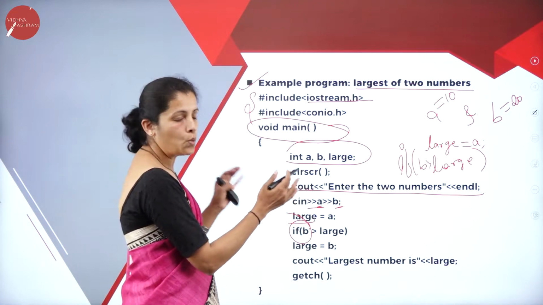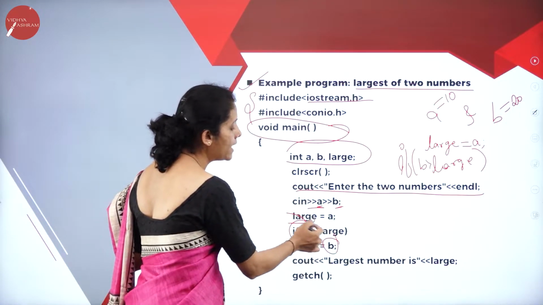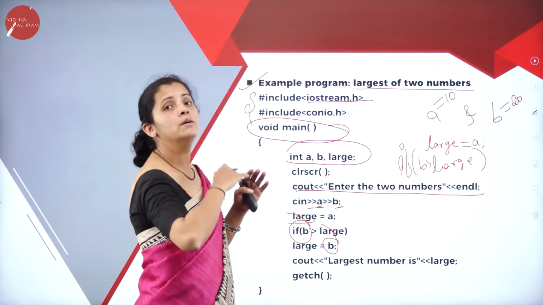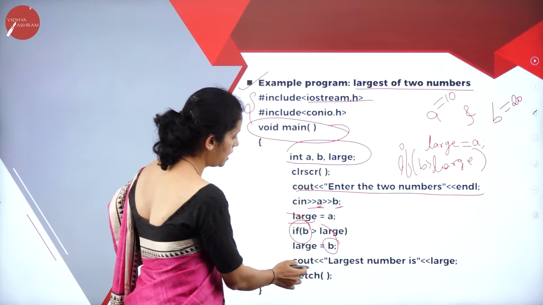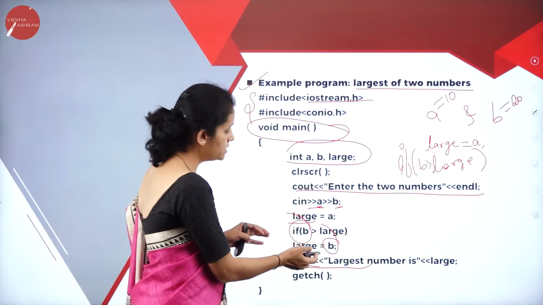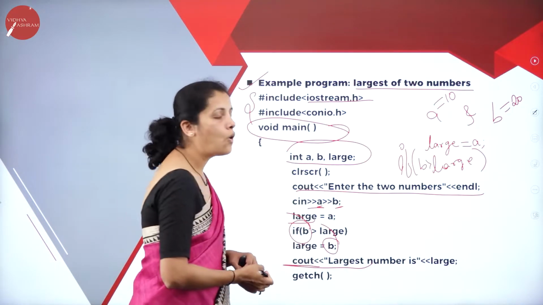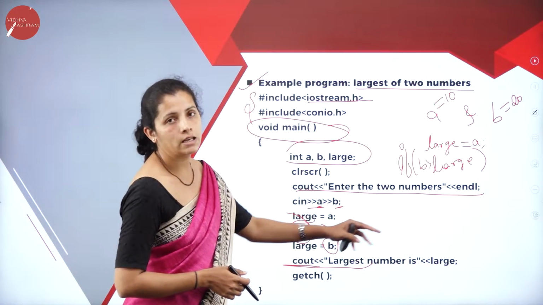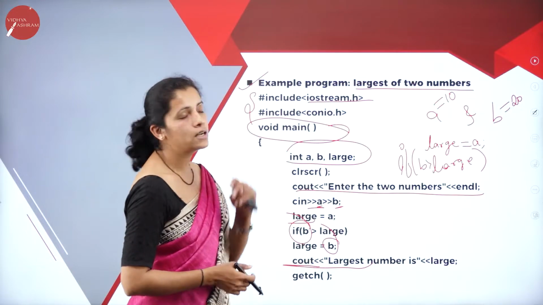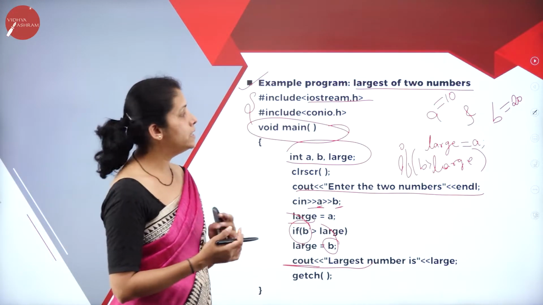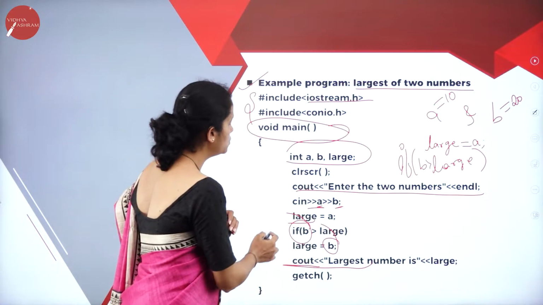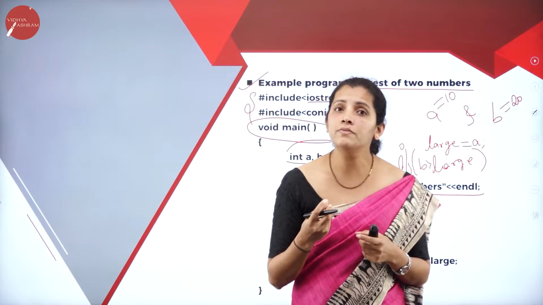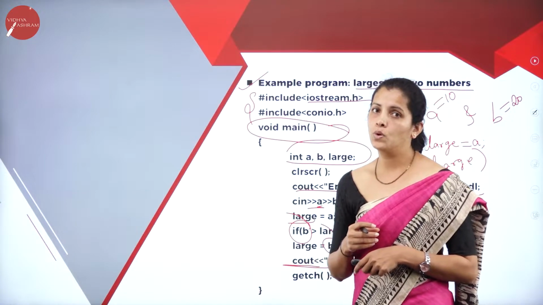Now I'm going to compare if B is greater than large. If it is true, what am I going to do? I'm going to assign B to large. That means I need to announce that B is large. Now here I'm going to display the message, that is the largest of two numbers is, and I'm going to display the largest number. So which is the largest number here? It is B. B is 20. So this is the way I am able to use a simple if statement in my program.